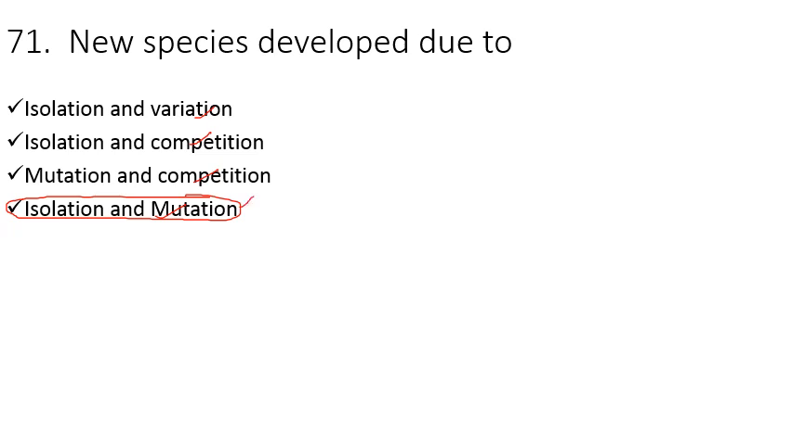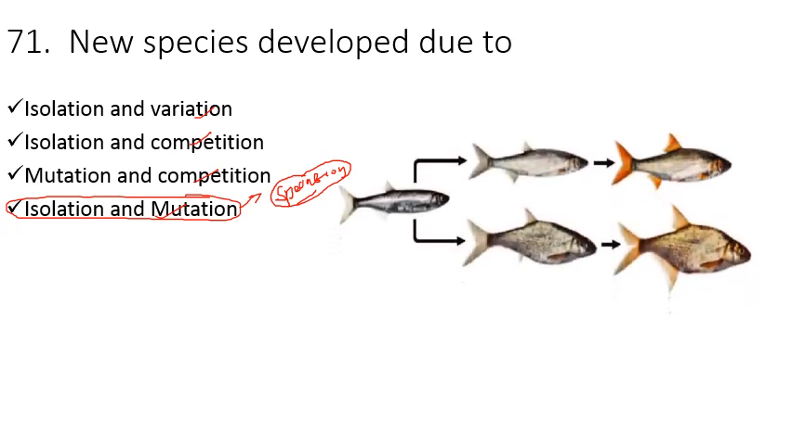The other term used for this origin of new species from pre-existing species is speciation. Formation of new species from pre-existing species. As we know, the members of the species are reproductively isolated. For example, we have an ancestral species that gives rise to two new species which are reproductively isolated.